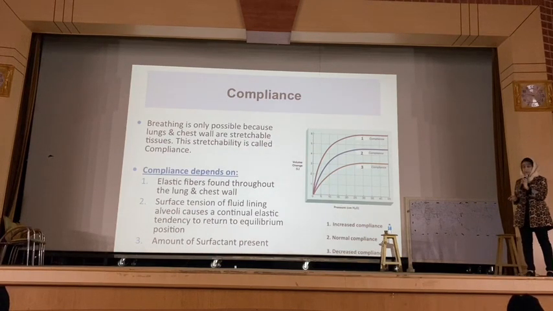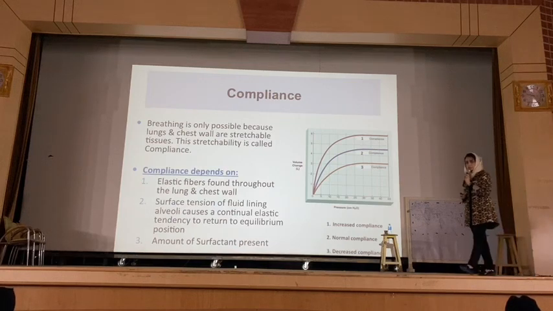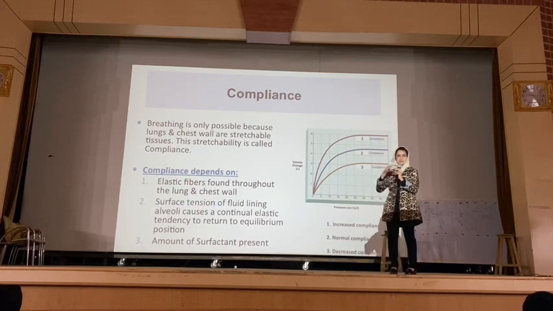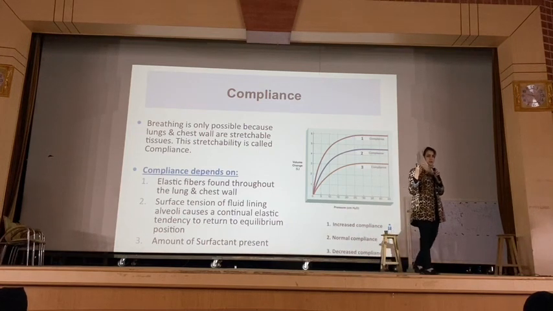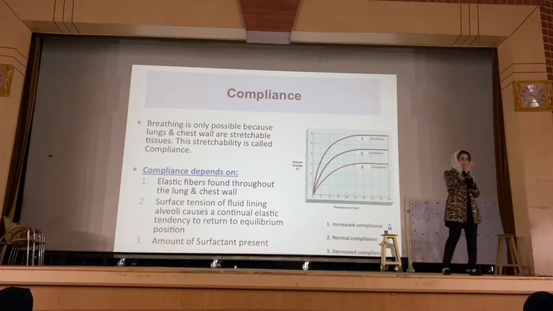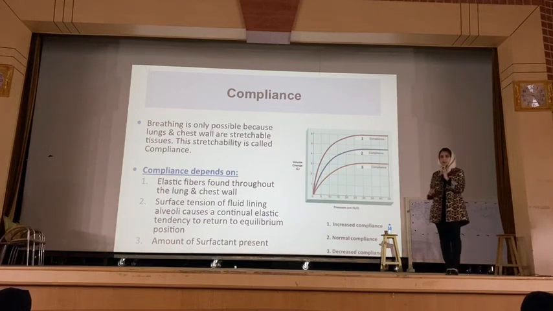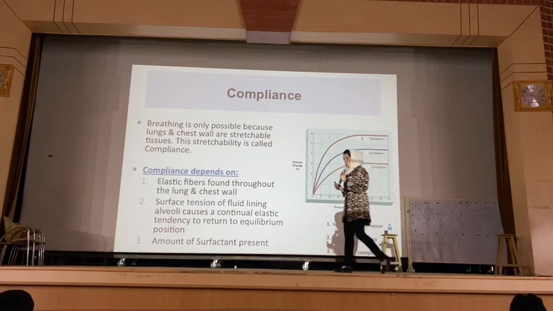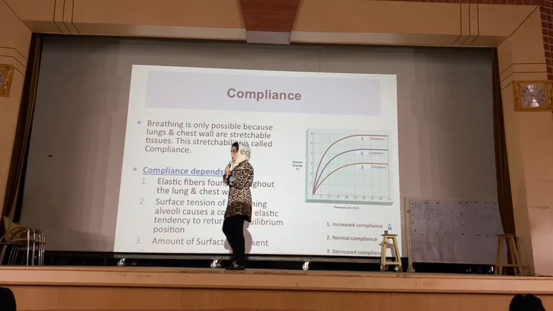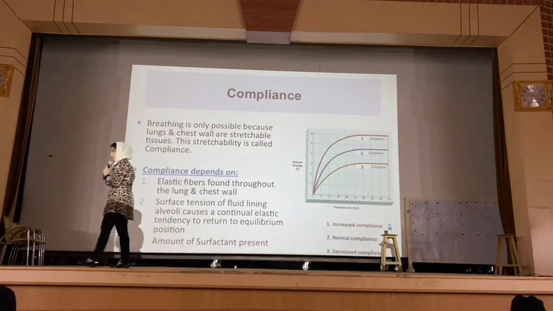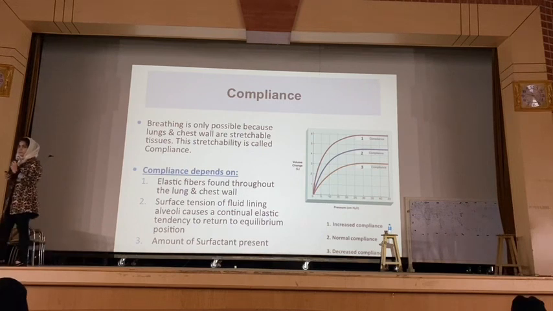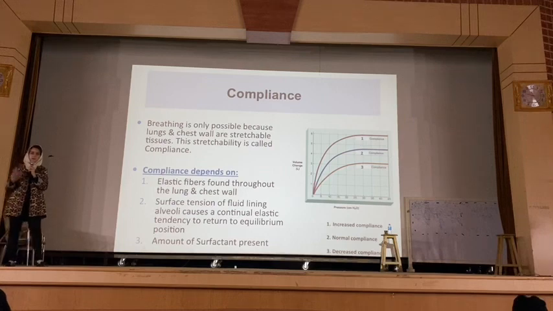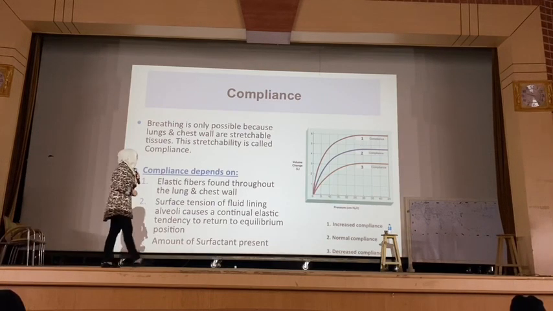Which one is good, more stretchability or less? Which one is better? A normal level of compliance is what we need. Anything that goes away from the normal range is abnormal, even if it is increased. So increasing compliance is not good, and decreasing compliance is also not good. We need a normal range of compliance of the lung.